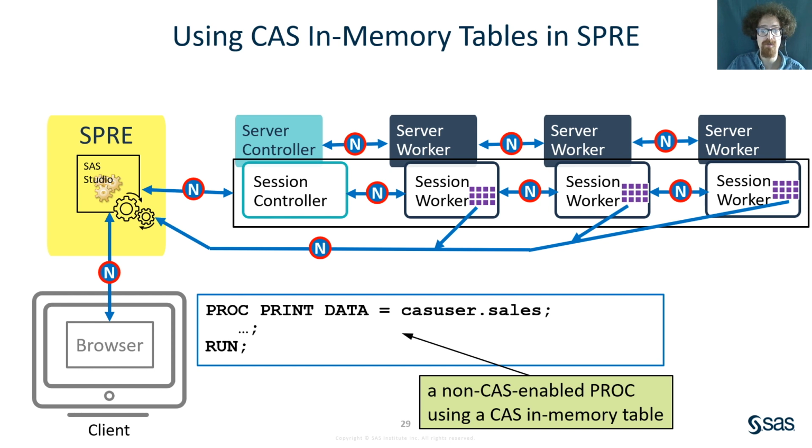Non-CAS procedures and other processes that do not run in CAS can also use CAS in-memory tables as input. In such cases, the data is moved from CAS back to the SPRE machine for processing in the SPRE session. PROC PRINT, for instance, is such a procedure that only executes in SPRE and not in CAS. This is not practical for large volumes of data, but is often used for subsets of data or summary results produced by CAS analytical procedures.